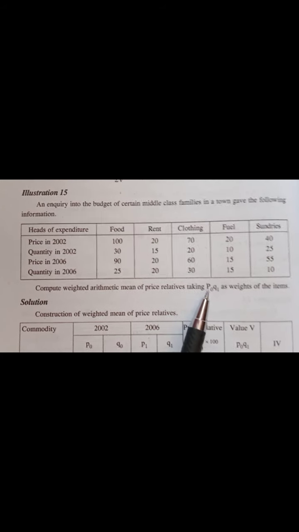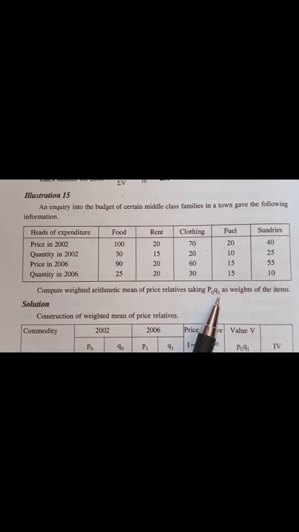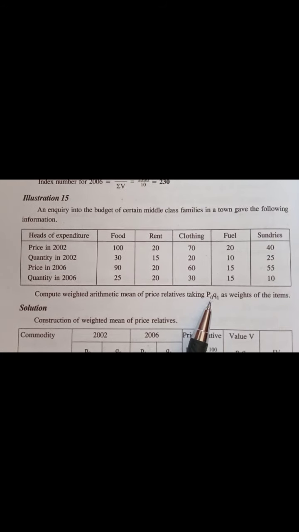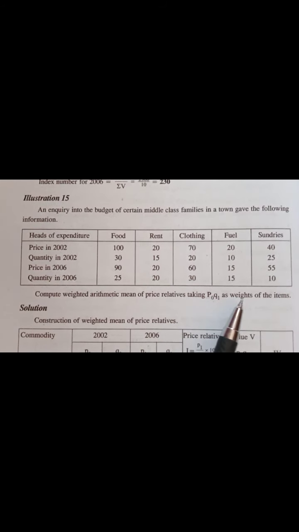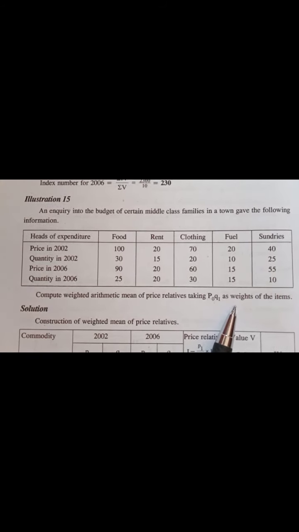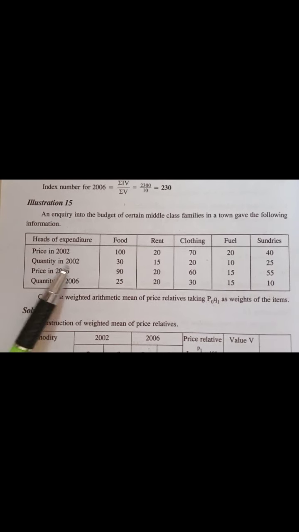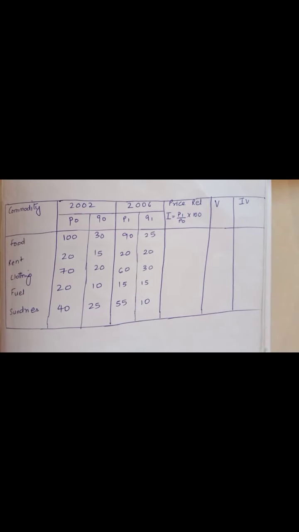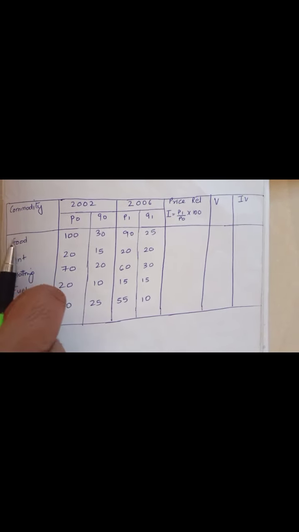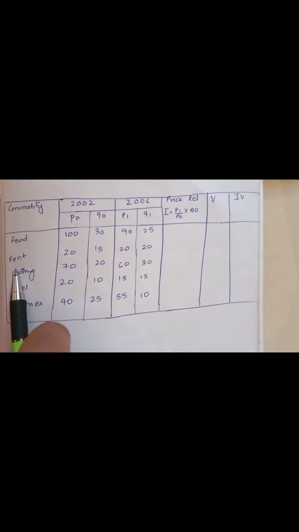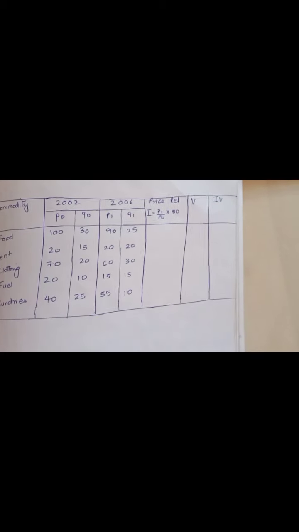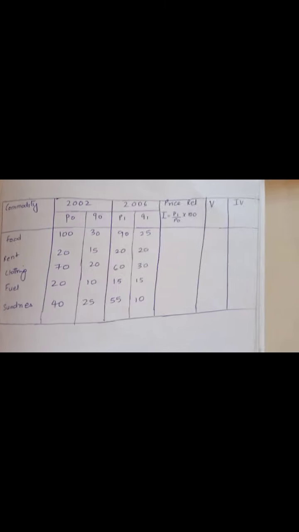You have to identify P0 and Q1 so that the product of those will give you the weights of the items. Such an easy question, right? This is an illustration from your textbook, so go through the same. I have written it down in tabular form. Here the commodities are food, rent, clothing, fuel, and sundry. Prices and quantities I have listed accordingly for 2002 and 2006.